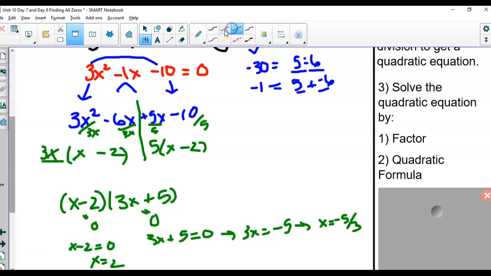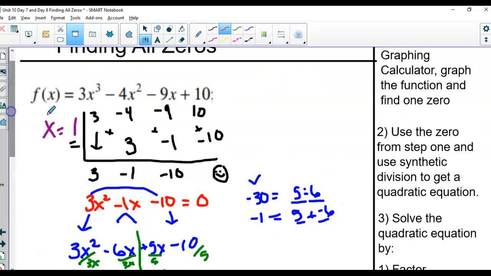So I have now my zeros. x is equal to negative 5 over 3. x is equal to 2. And finally, my last 0, x is equal to 1.